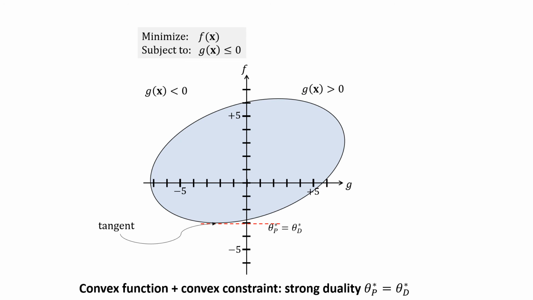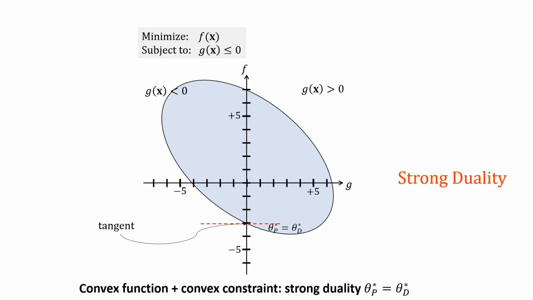This is a convex function. The objective is convex and the inequality constraint is also convex. Clearly strong duality holds. Theta p star equals theta d star. This is another case where theta p star equals theta d star.